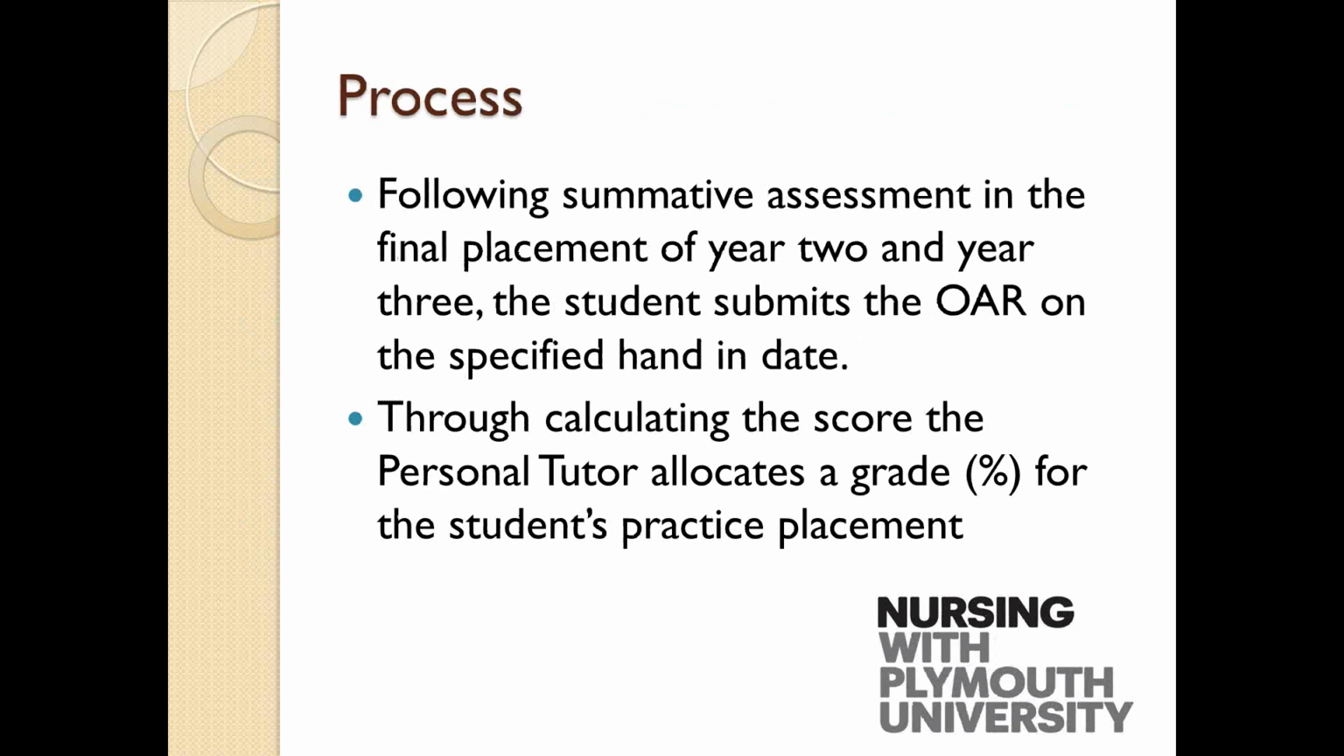Following summative assessment in the final placement of Year 2 and Year 3, the student submits their ongoing achievement record on the specified handing date. This calculation of the score is through a ready reckoner, which converts then to a percentage of the student's practice placement for the year.